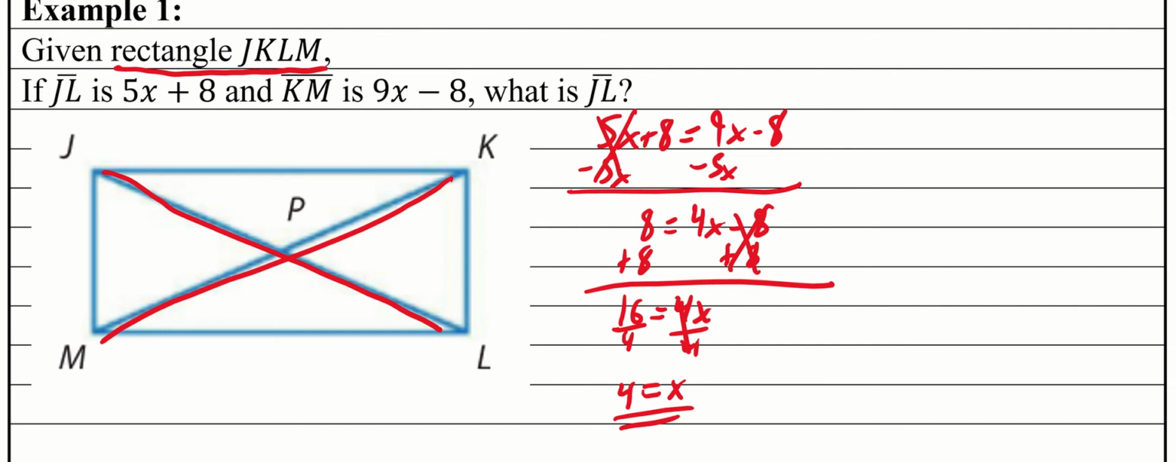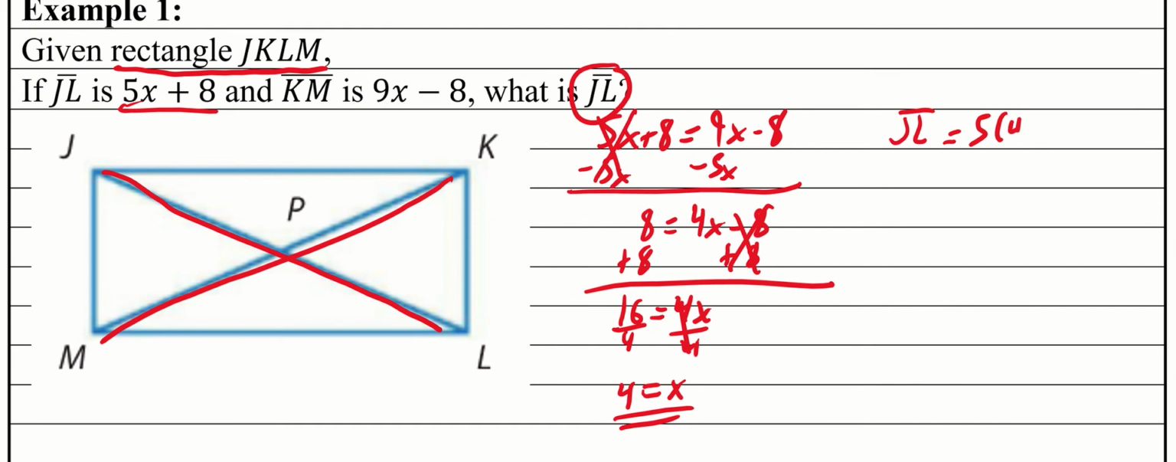Okay, so notice this isn't my final answer. This isn't what the question was asking for, but this is going to help me. Because notice it's asking for the length of JL. So we've seen these kinds of problems before. What can I do now that I found x? Now I can plug that back in for the length that I was given for JL. So I was told JL is 5x plus 8.